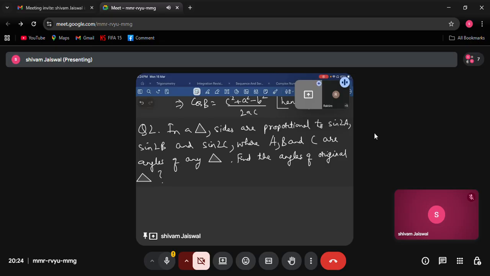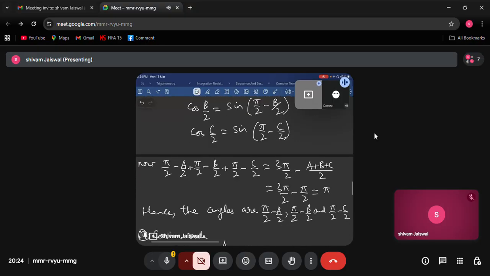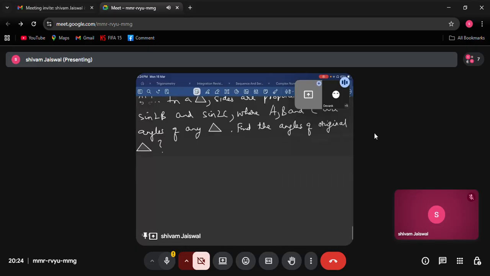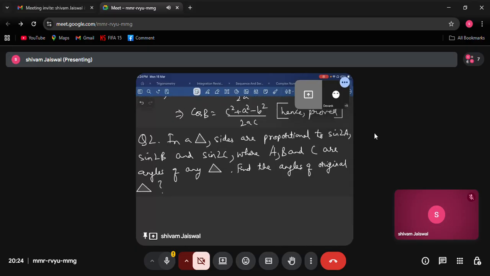Hey, Devon, check your answer again. The angles will come in terms of A, B, and C only. Okay, sir. Again, only the angles will be in terms of A, B, and C, just like the previous problem. You see, question number 1: pi by 2 minus A by 2. Such that the sine of those angles, I mean, the sides are proportional to the sine of those angles.